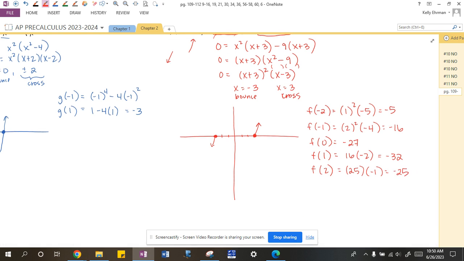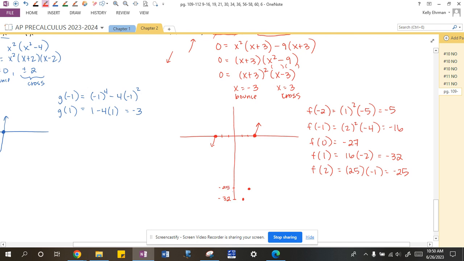So I'm just sketching the graph. Here's how I would do it. I would say, okay, where's our lowest point? At 1, we're at negative 32. I'm calling this negative 32. Just label it like that. And then at 2, we're at negative 25. Okay. I'm just going to say that's like here-ish.